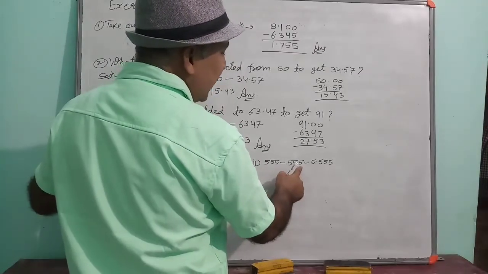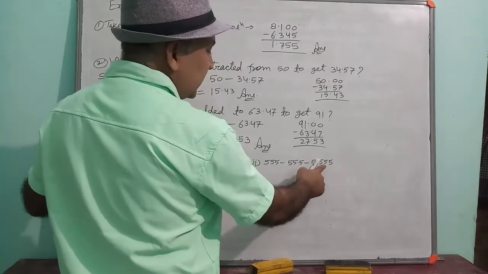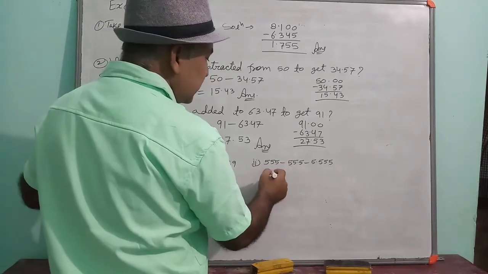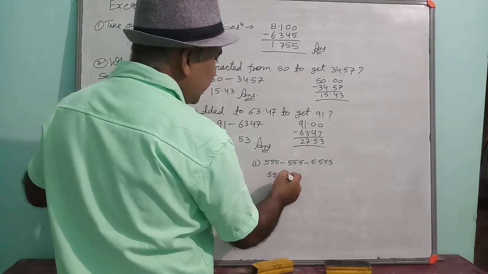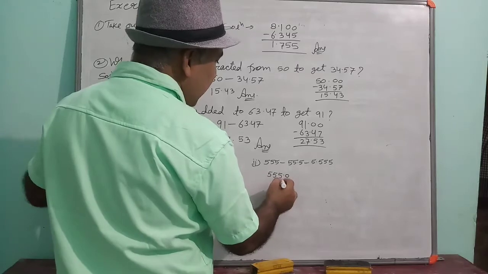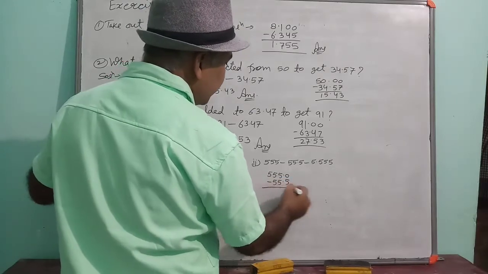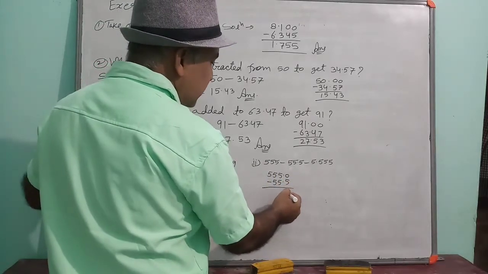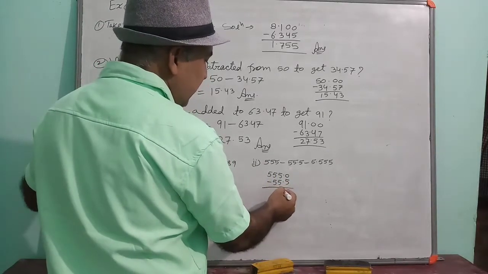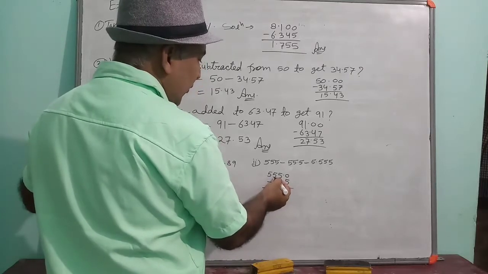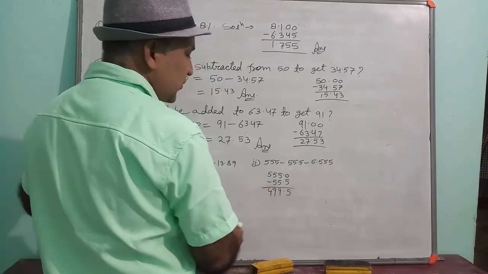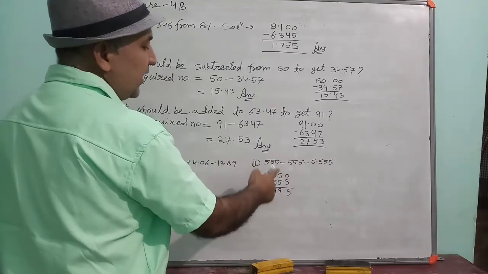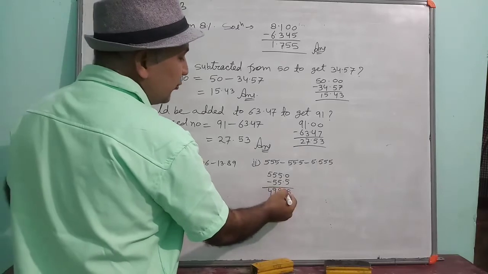555 minus 55.5 minus this. You can do this question by two methods. First subtract this from this. See this one. 555.0 minus 55.5. First subtract second number from first number. 10 minus 5 is 5. 14 minus 5 is 9. 14 minus 5 is 9. Here is 4. When you subtract 55.5 from 555, you will get 499.5.